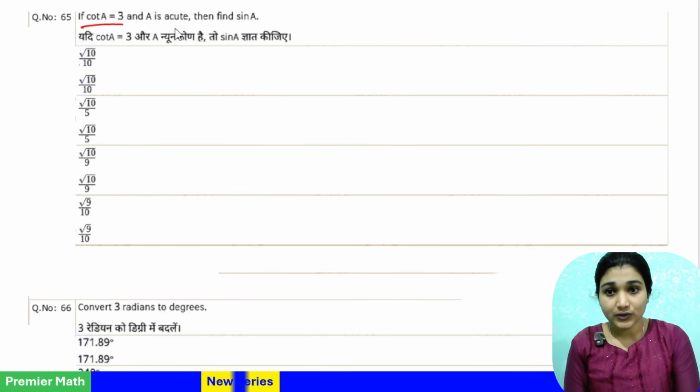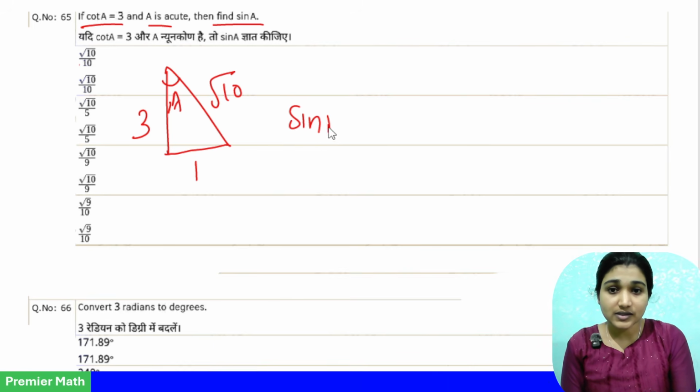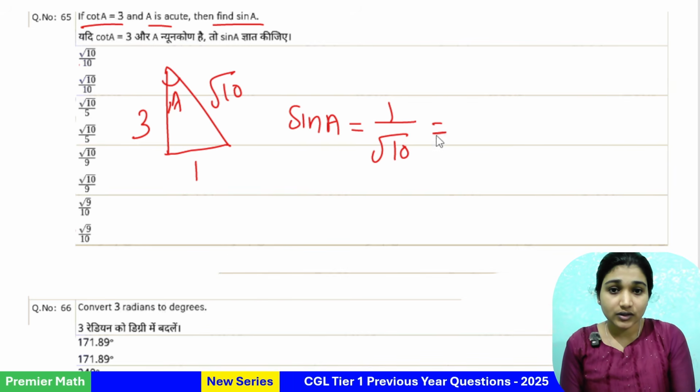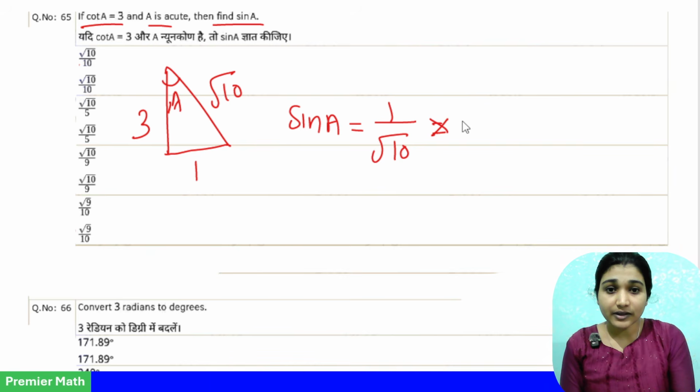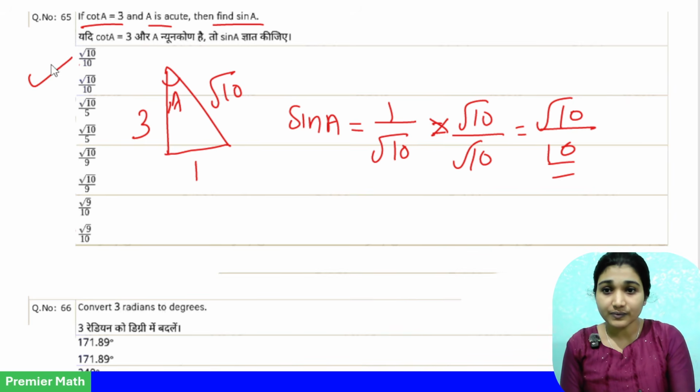If cot A equal to 3 and A is acute, then find sin A. Here cot A is equal to 3 means tan A should be 1 by 3. Opposite side by adjacent side. Then hypotenuse is equal to root of 3 square plus 1 square, which is equal to root of 9 plus 1, that is root 10. Then sin A is equal to opposite side by hypotenuse. Now this is not in the options, so multiply it with root 10 by root 10. So this is root 10 divided by 10. Option 1 is your answer.